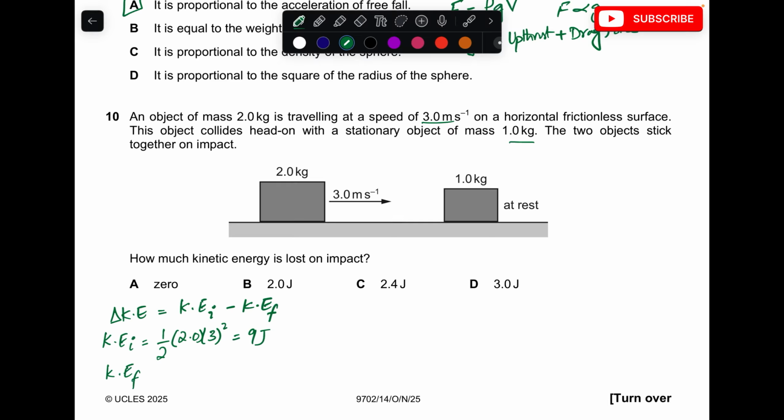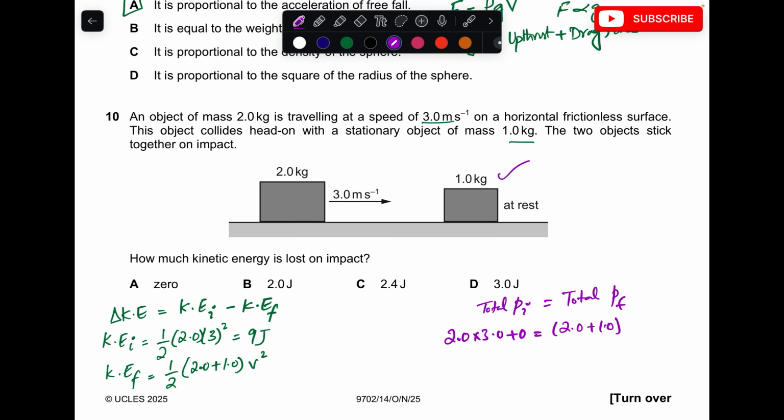For kinetic energy final, you need 1 by 2. They are moving together, so their combined mass will be used, 2.0 plus 1.0, multiplied by velocity squared, and this velocity we don't know. To find this velocity we can apply conservation of momentum. Total momentum initially should be equal to total momentum finally. Initial momentum is 2.0 into 3.0. The second object was at rest, so its momentum is 0. Final momentum will be, as both masses are moving together, 2.0 plus 1.0 multiplied by v.